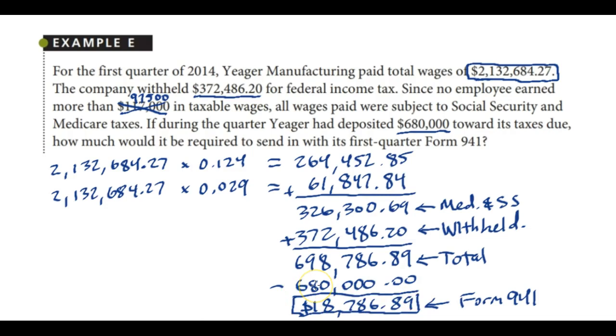All right, so this is the process that you'll be using in order to determine how much would be sent out on a Form 941 based on given information or a problem like this. Let me know if you have any concerns, and I'll be more than happy to assist.